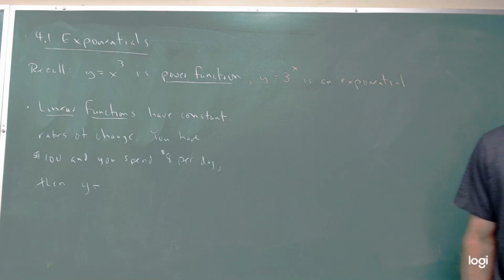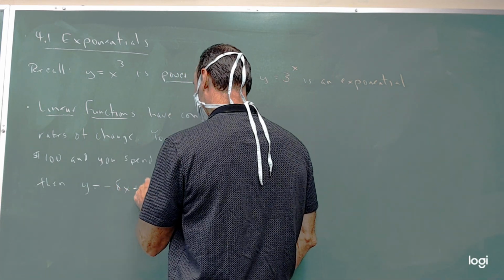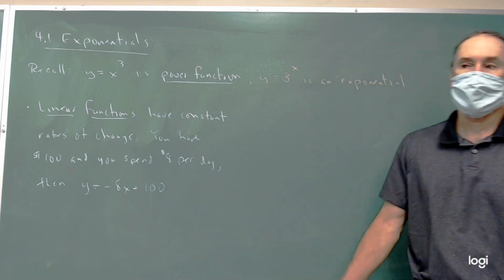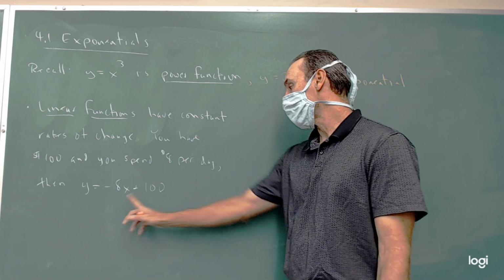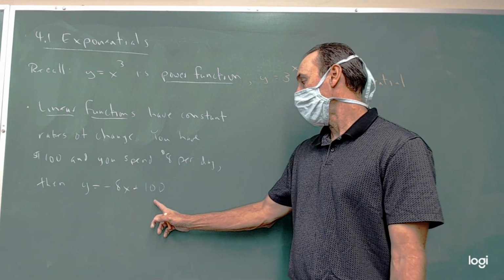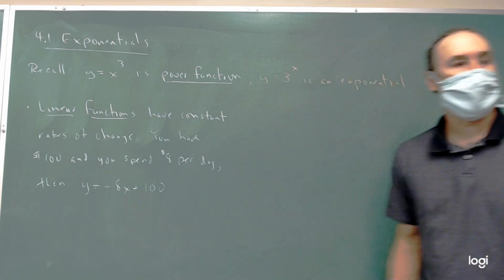Negative 8x plus 100. Very nice. Because this is your rate of change and it's constant, it's going to be linear. The rate of change is our slope, and it's decreasing, so it's going to go down by 8. And the amount we have at time 0, our y-intercept, is going to be the 100.